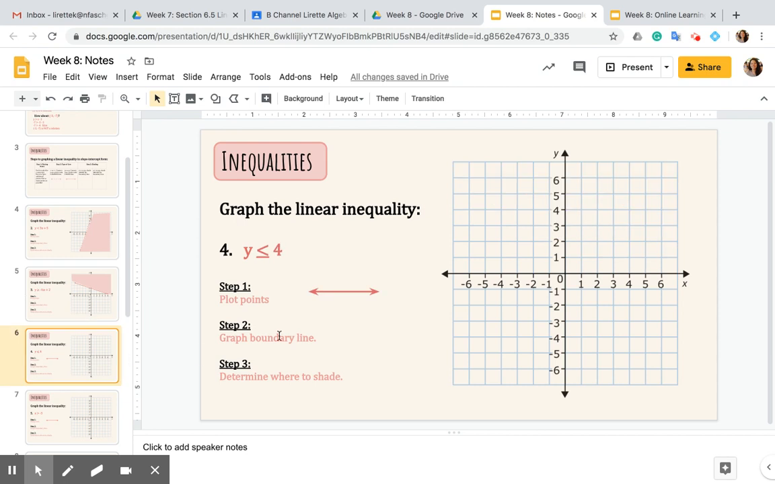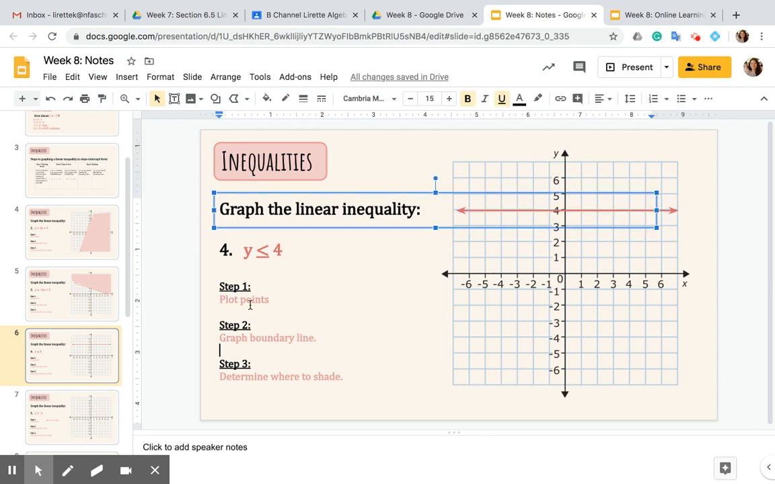Let's try another one. Y is less than or equal to 4. So if you notice, I don't have an X. If it's only Y, you fly. It's a horizontal line, meaning it's left and right. So what I need to do is I need to find this value on the Y-axis. Here it is. And just pull a horizontal line across my graph, just like that.